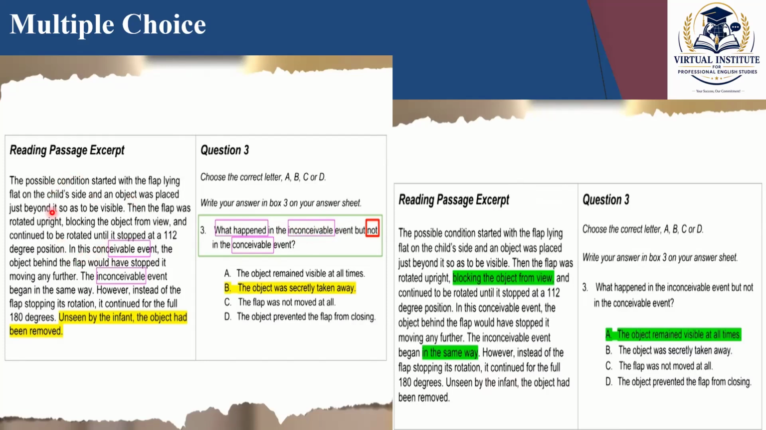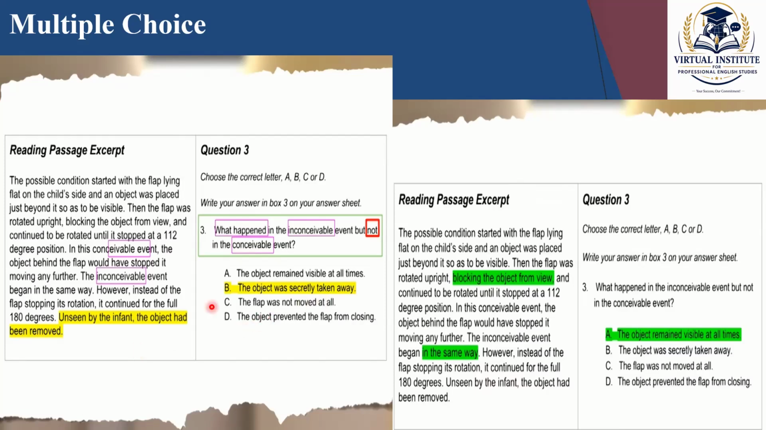In fact, read the whole passage. Sir, I already read it. Okay. Atika, you should also read it. What do you think is the right option? B. Why B? Sir, look at the last line. The inconceivable event: the object had been removed. The object was secretly taken away.